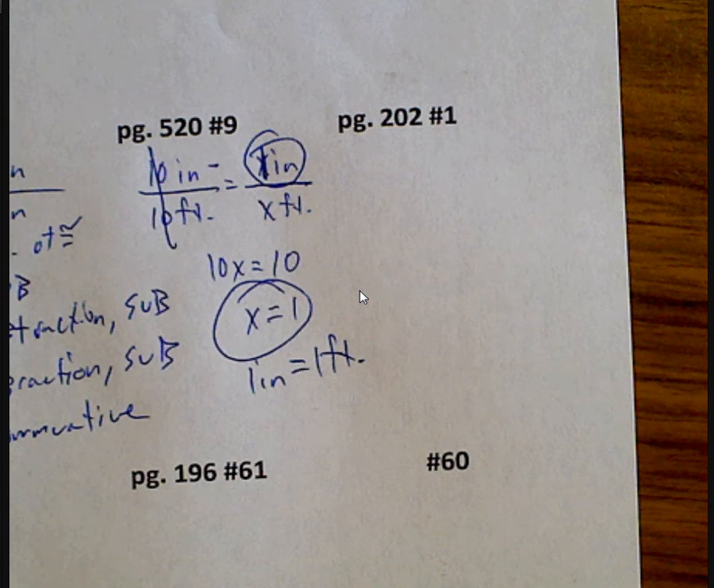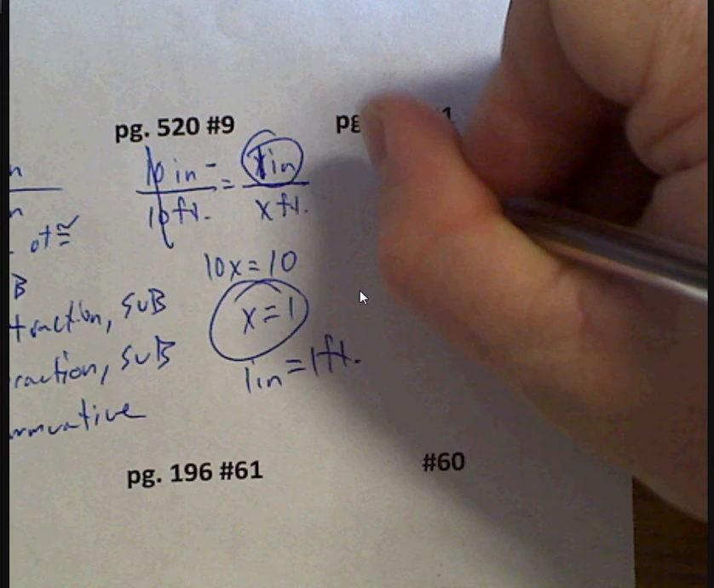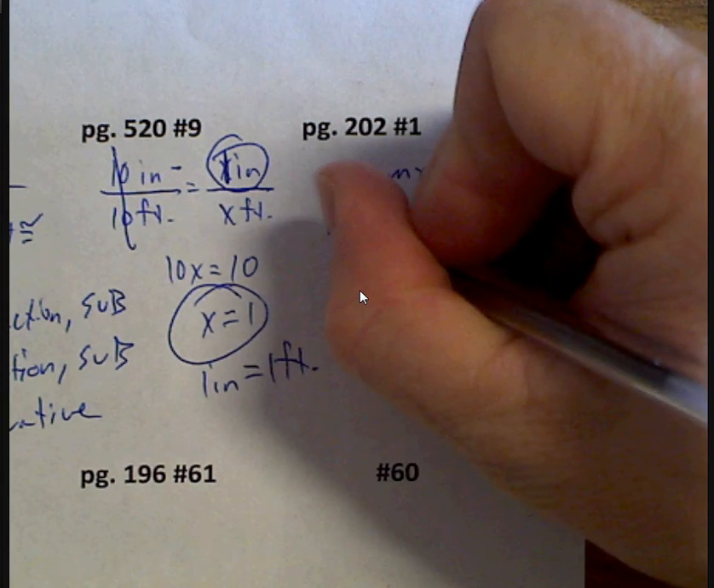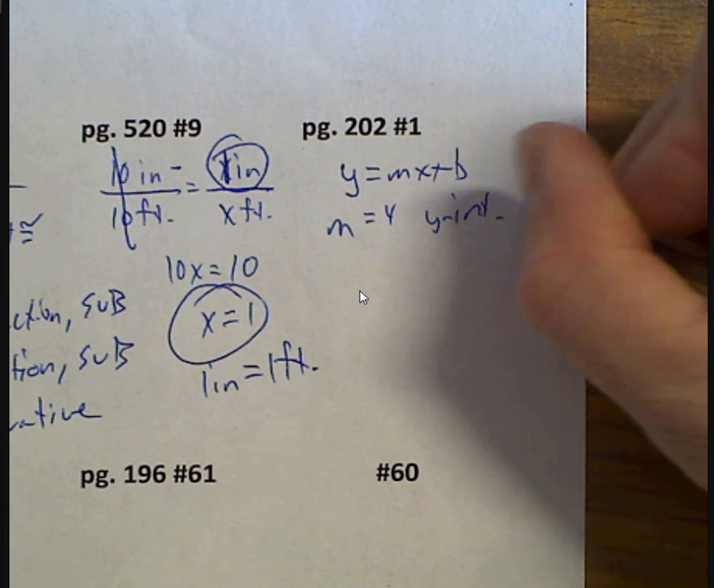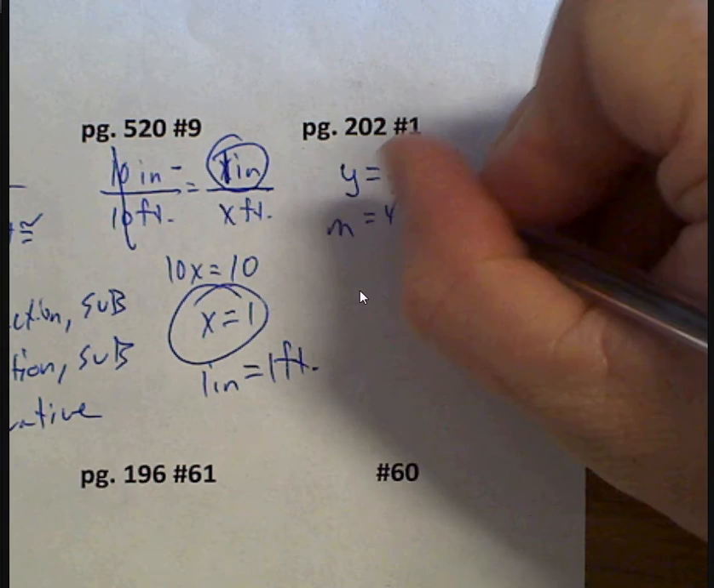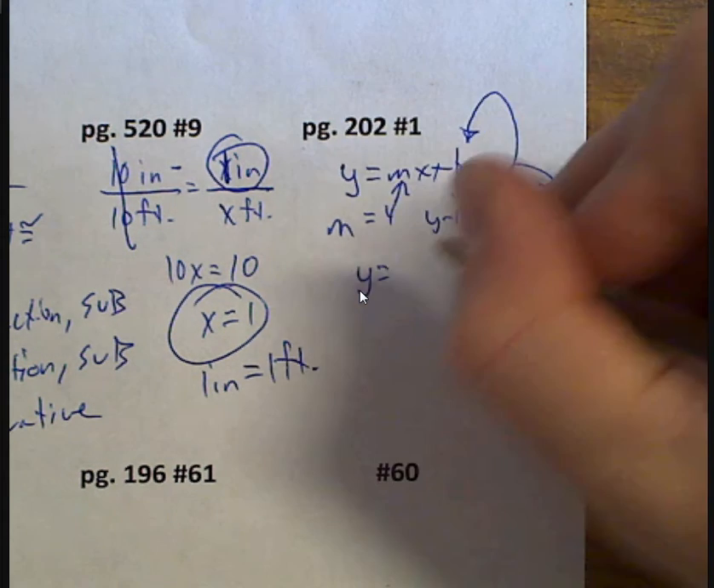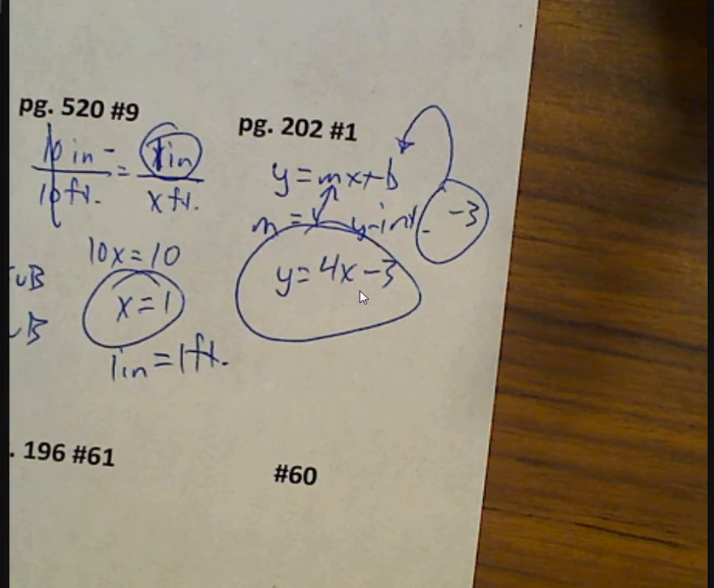Page 202, number 1. Write an equation in slope-intercept form. Slope-intercept is y equals mx plus b. They gave me m equals 4, and the y-intercept is negative 3. The 4 goes in the m, the y-intercept goes for the b, y equals 4x minus 3. That is slope-intercept form.